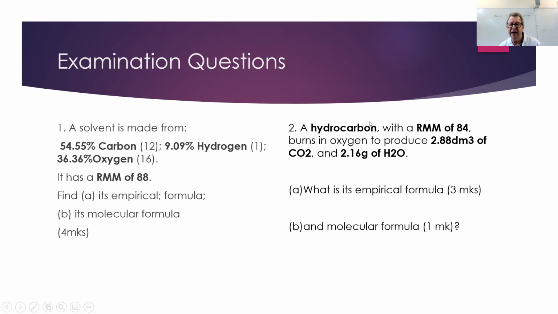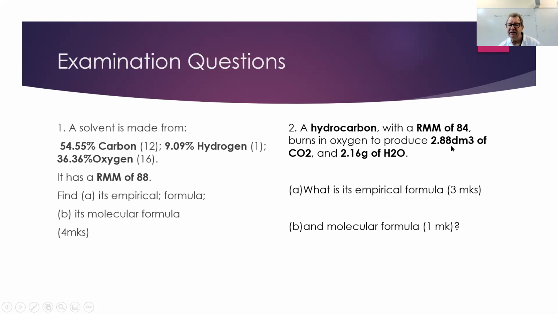That's a very simple question. This one is more complicated. A hydrocarbon means, as I'm sure you know, a compound containing carbon and hydrogen only. And it's got an RMM of 84, so it's telling me that originally at the start. It burns in oxygen to produce 2.88 cubic decimeters.